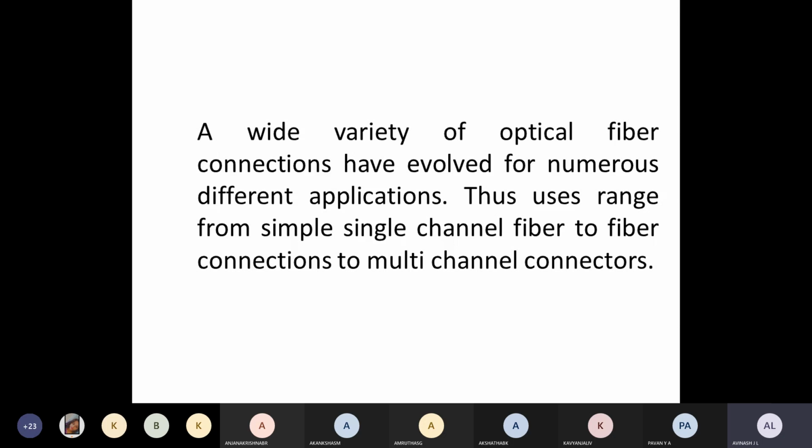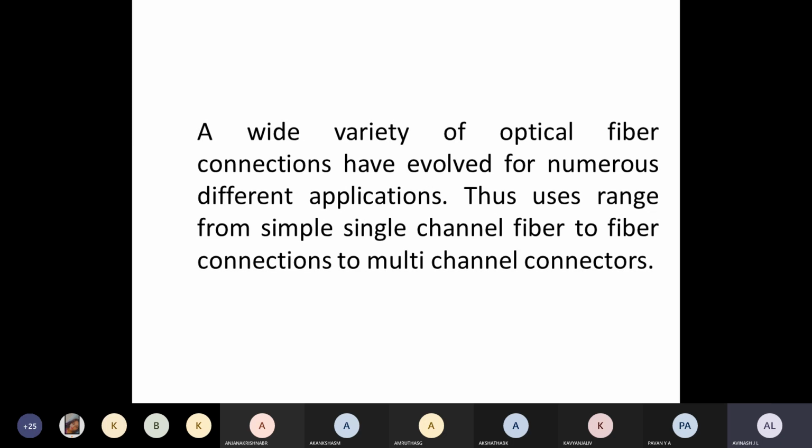What exactly happens when it is a distribution cable is that power will be distributed. Wherever you need tapping, you can fix the connectors and tap it. Wherever you want the end applications, you can use the fan-out cables. So it is a well-known concept for you people. That is why we can say that a wide variety of optical connections have evolved for numerous different applications.